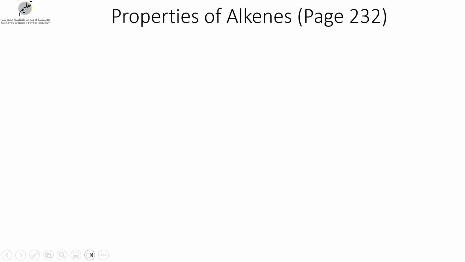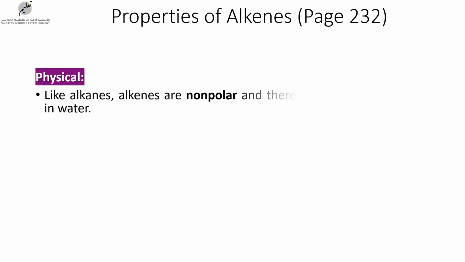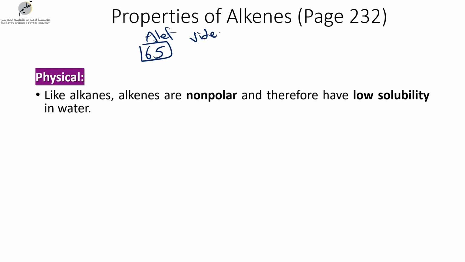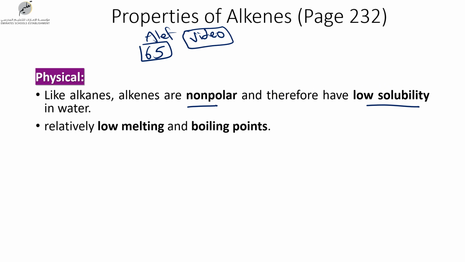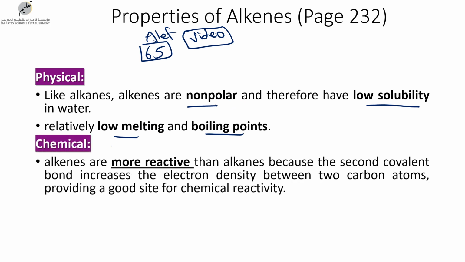Now, as for the properties of alkenes, you can also watch Alif Lesson 65, the video. It has a very nice explanation of the properties. So they are non-polar and have low solubility in water, like alkanes. They have low melting points and low boiling points. They are more reactive than alkanes because they have a double bond, a double covalent bond. So they have higher electron density and higher chemical reactivity.